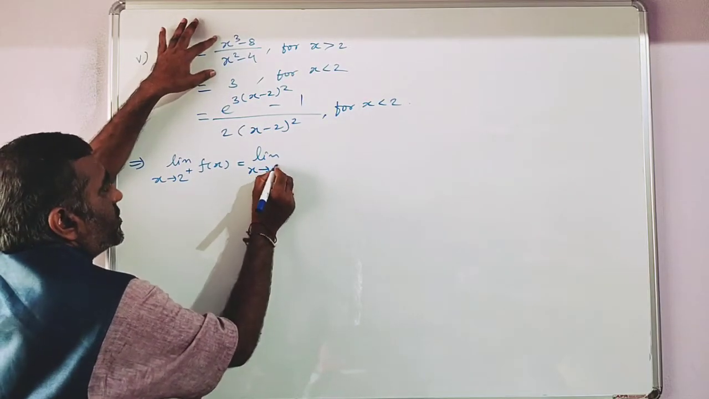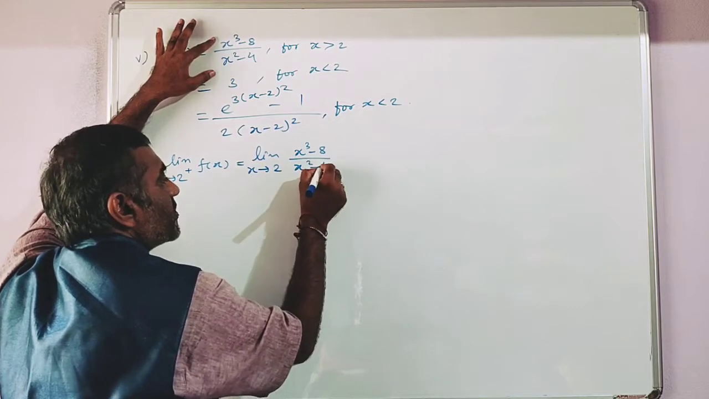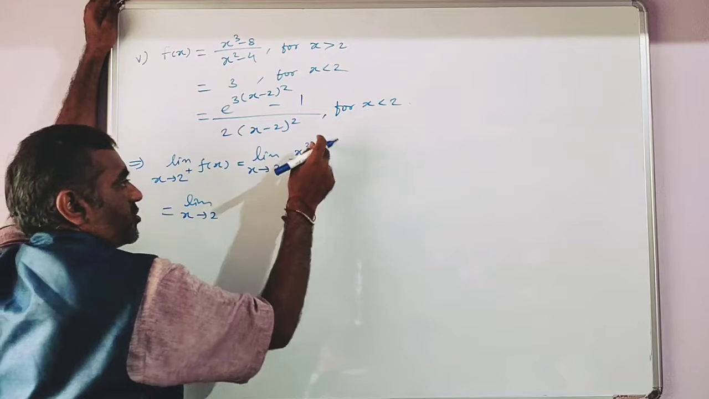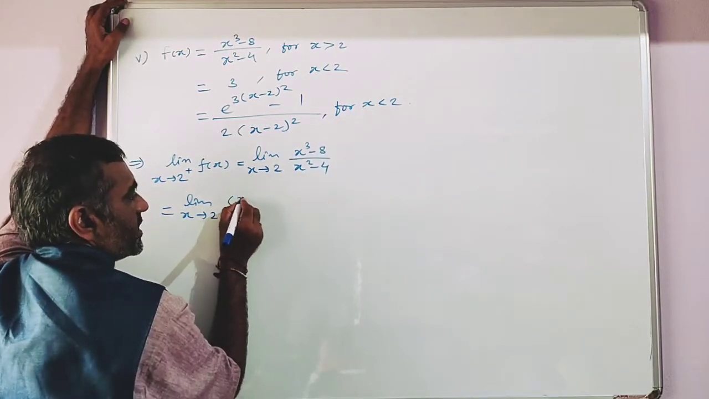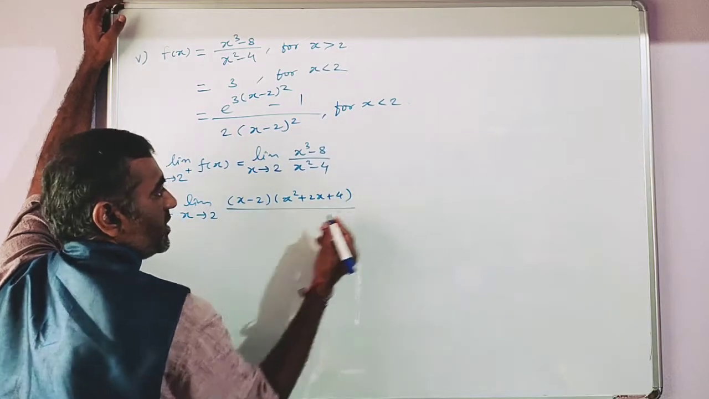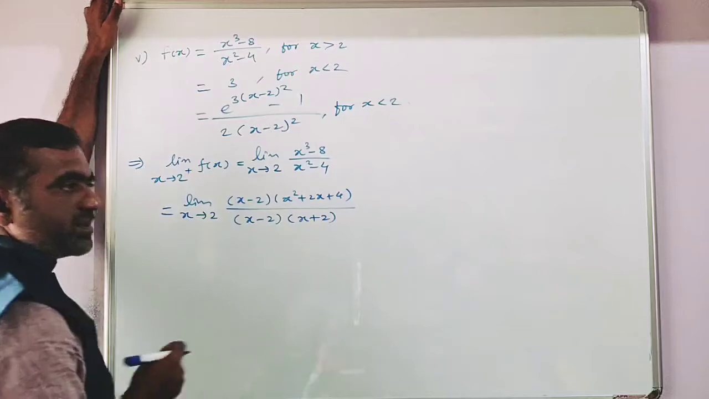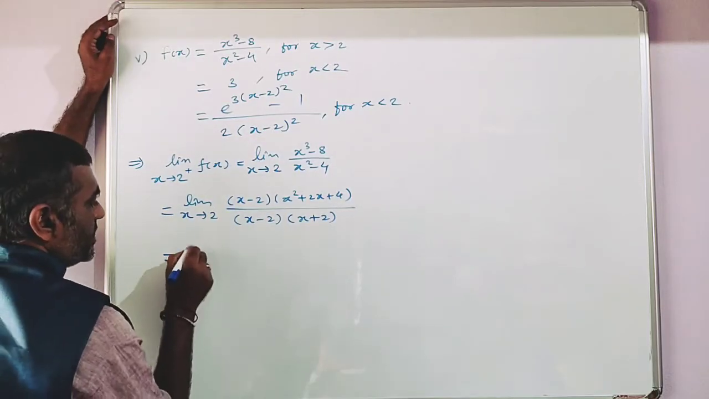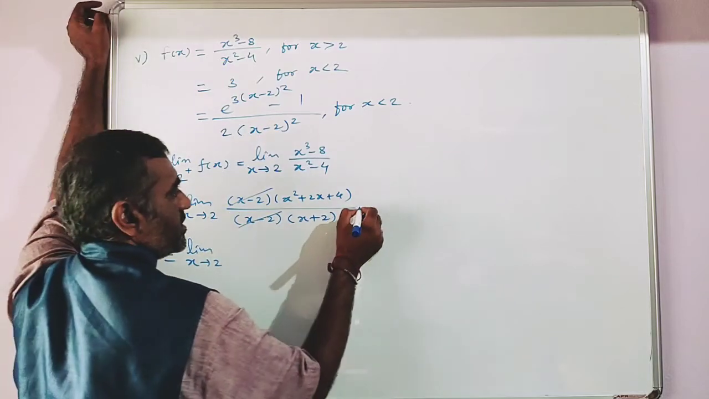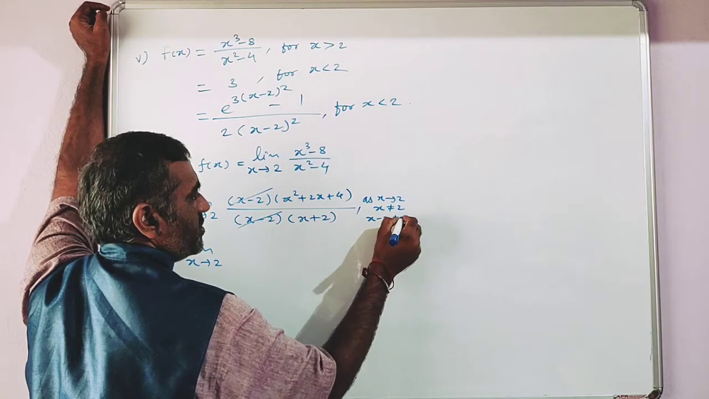Limit as x tends to 2 of (x cube minus 8) upon (x square minus 4), which is equal to limit as x tends to 2 of (x cube minus 2 cube), that means (x minus 2)(x square plus 2x plus 4) whole divided by (x minus 2)(x plus 2). Why? Because x square minus 4 is nothing but (x plus 2)(x minus 2). Which is equal to limit as x tends to 2, the x minus 2 and x minus 2 get cancelled, as x tends to 2, x is not equal to 2, x minus 2 is not equal to 0.